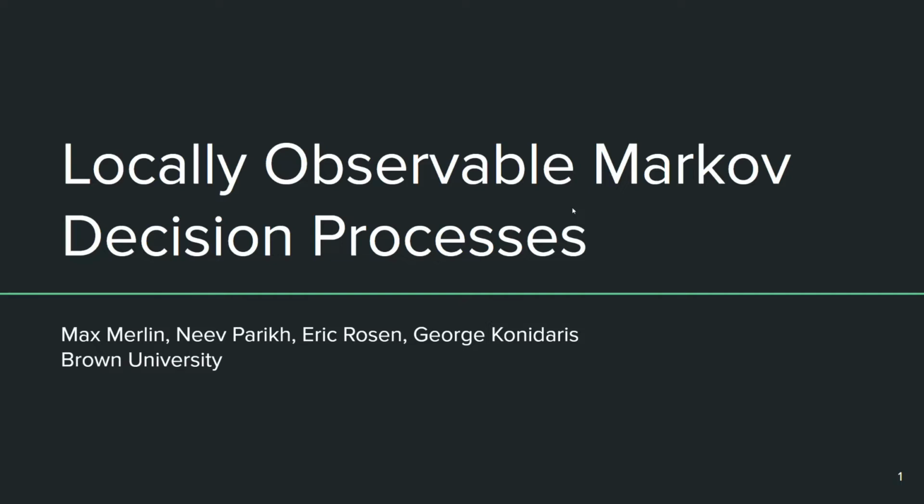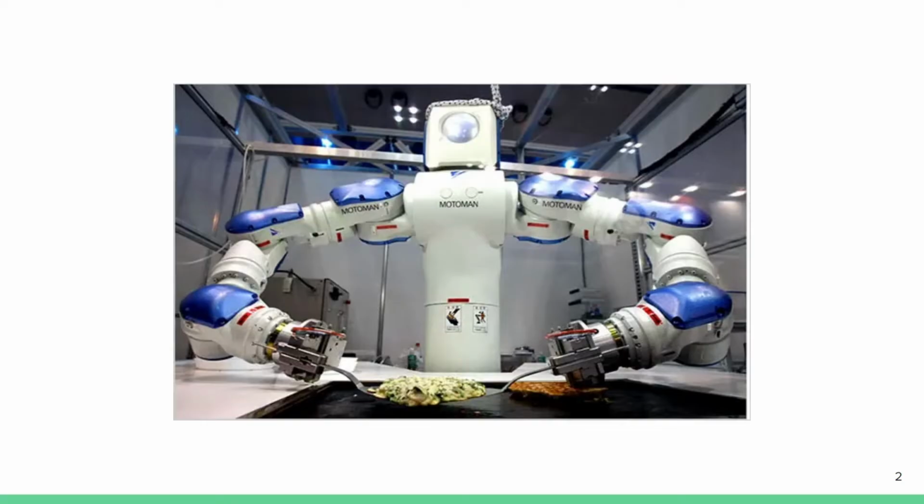I'm a PhD student at Brown University, and today I'd like to share with you my work on locally observable Markov decision processes. As a roboticist, I care about having robots that can autonomously perform tasks such as making an omelet or taking out the trash. And these robots will need strong decision-making skills in order to choose what actions they sequence together to achieve those goals. Unfortunately for robots and for me, this is a difficult problem for a number of reasons.